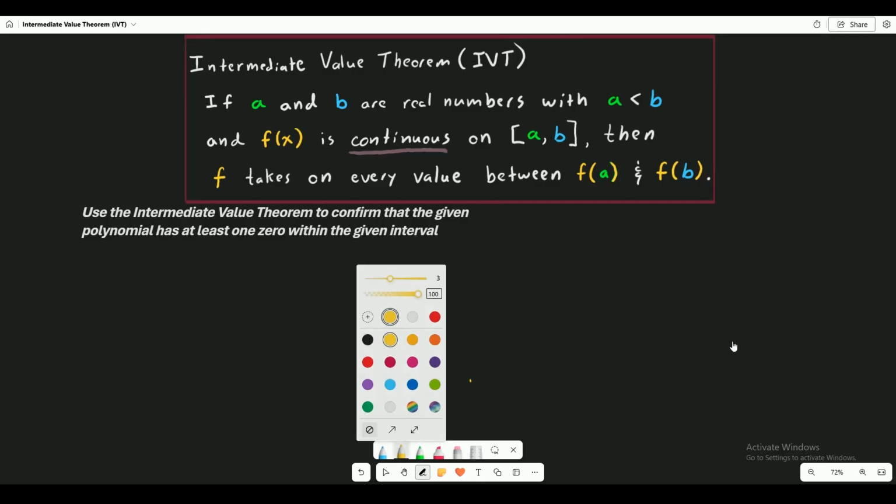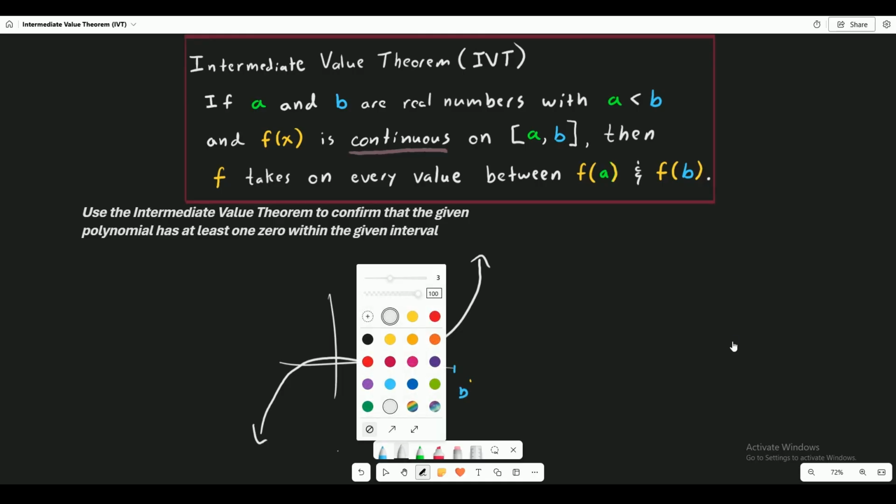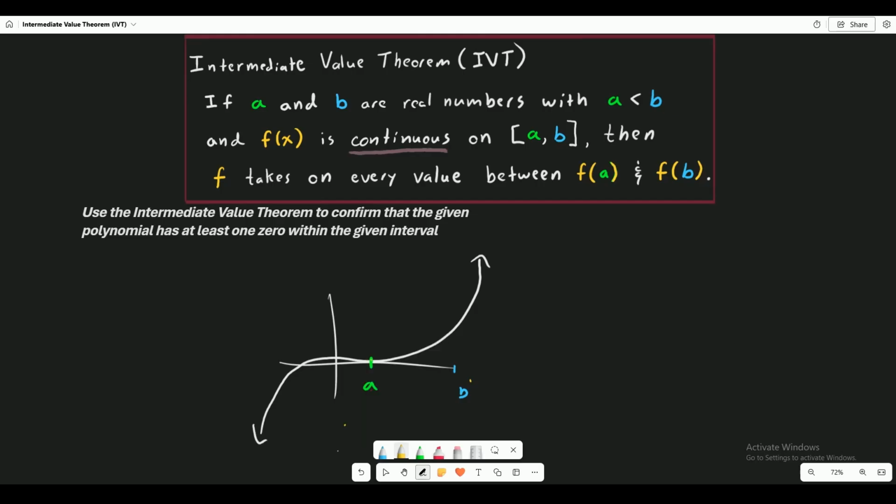Basically what it's saying is, if I have a function, let's say I have a graph right here, and I have this function graph that looks like this. If I put a right here and I put b right here, f of a is right here, and f of b is right there. So here is f of a, the function value at a. That's what that means. f of a means the value at a. And here I have f of b.